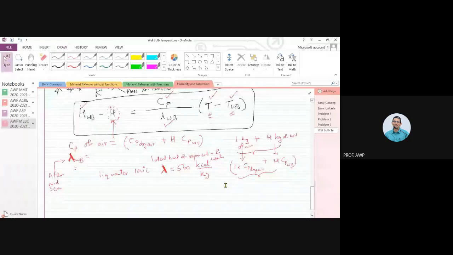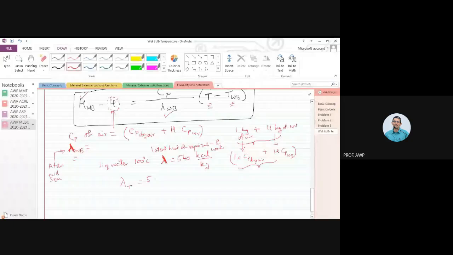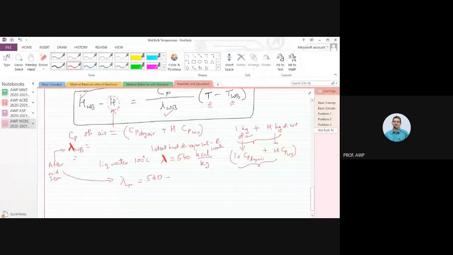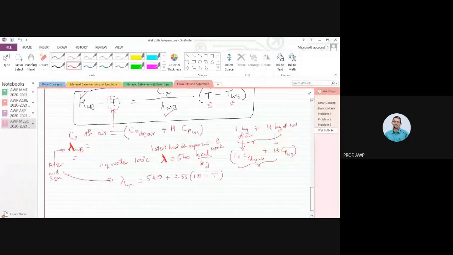If you want latent heat lambda at any temperature, I'm just going to give you the formula, but we will get this formula after the mid-sem. It is 540 plus 0.55 into (100 minus T) in degrees centigrade.